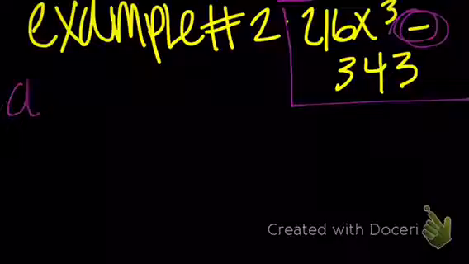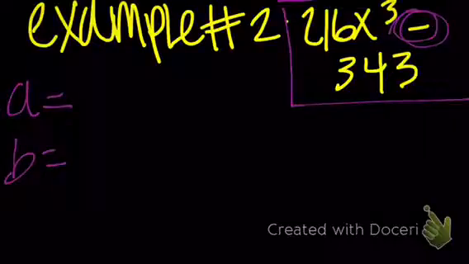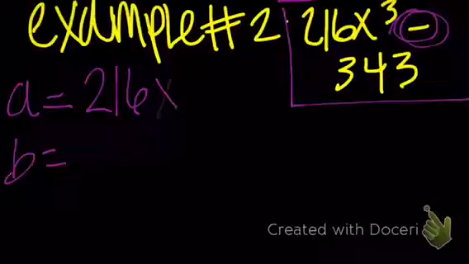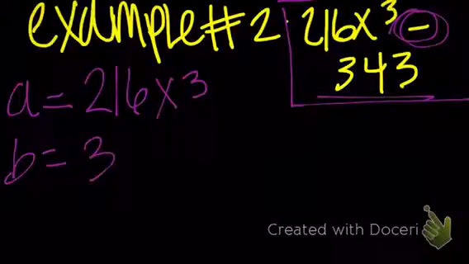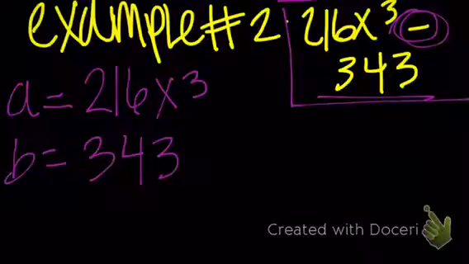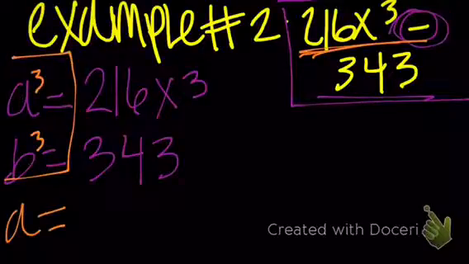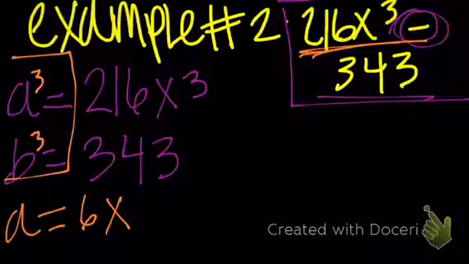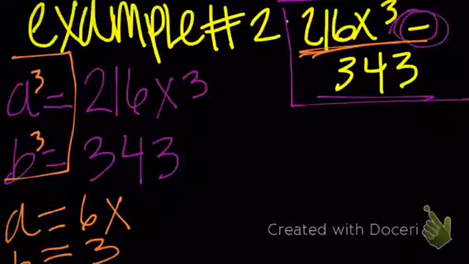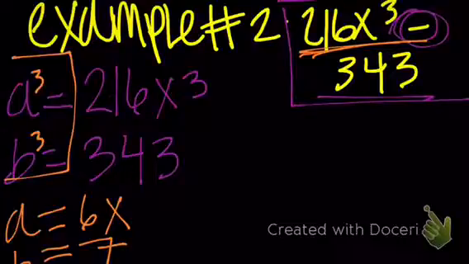So again, just identify the a and the b. The a is going to be 216x cubed, and then our b is going to be this 343 that follows. Then we want to find the cube root of the two of them. For 216x cubed, it's going to give us 6x. And for the b, we're going to get 7, because 7 times 7 is 49, and then 49 times 7 gives us 343.